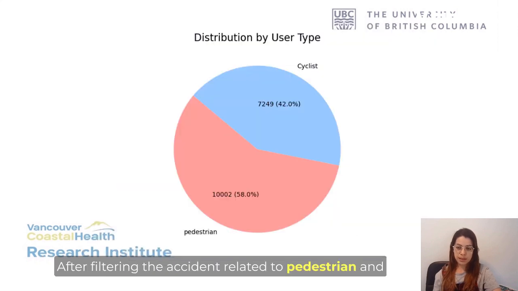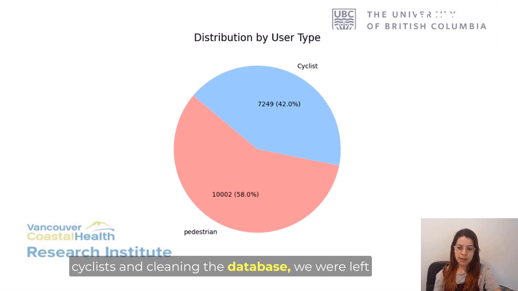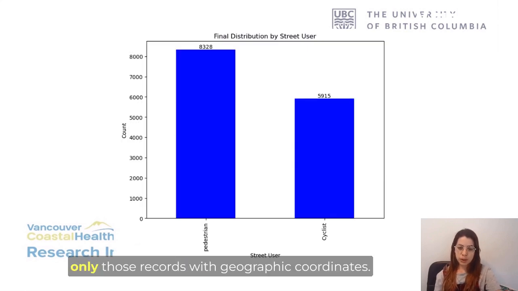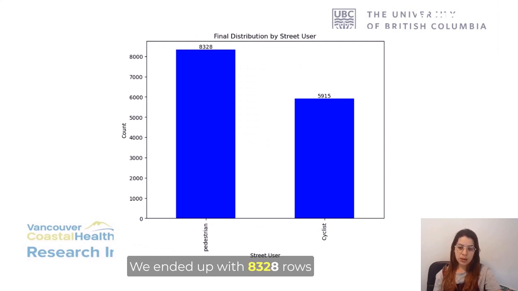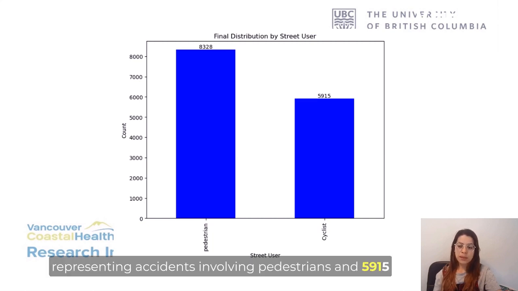After filtering the accidents related to pedestrians and cyclists and cleaning the database, we were left with a total of 10,002 accidents involving pedestrians and 7,249 accidents involving cyclists. We applied a filter to select only those records with geographic coordinates. We ended up with 8,328 rows representing accidents involving pedestrians and 5,915 records representing accidents involving cyclists.